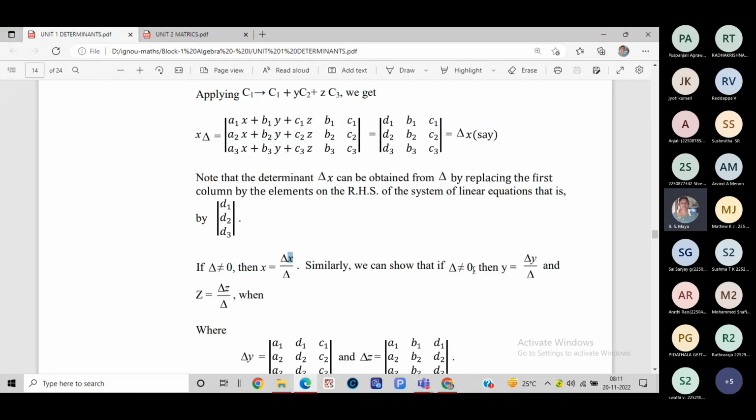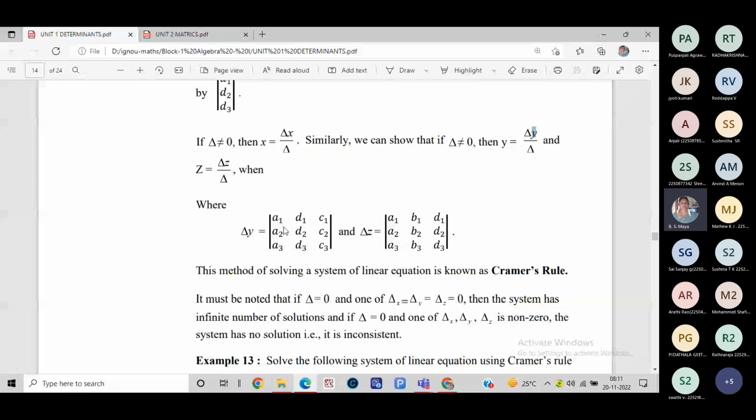Similarly, when delta is not equal to 0, what is y? y can be represented as delta y by delta. How to represent delta y? Delta y has the second column replaced: A1, A2, A3 stay the same, the second column is replaced with D1, D2, D3, and C1, C2, C3 stay as they are. So y is equal to delta y by delta, again with delta not equal to 0. For delta z, the last column is replaced: A1, A2, A3, B1, B2, B3, D1, D2, D3.